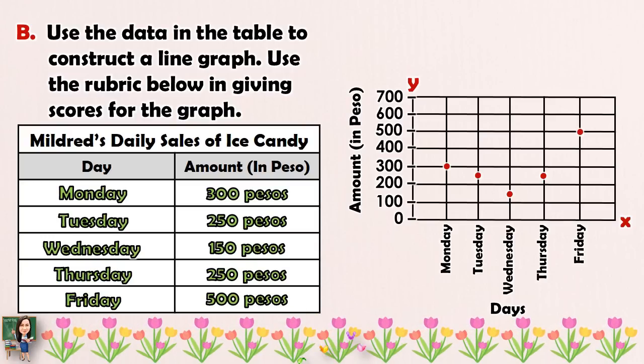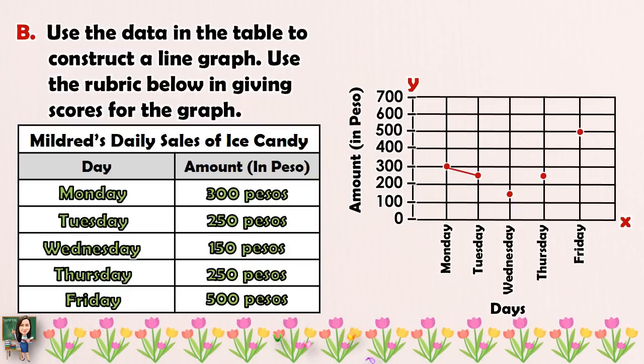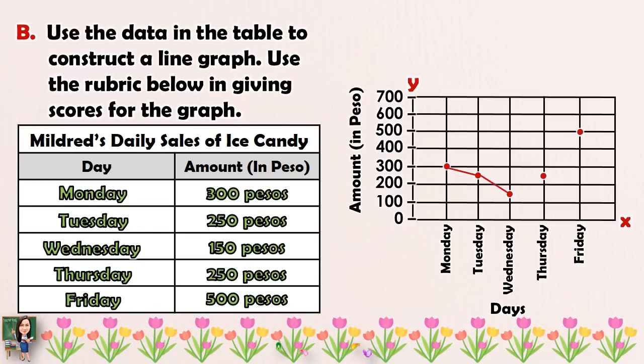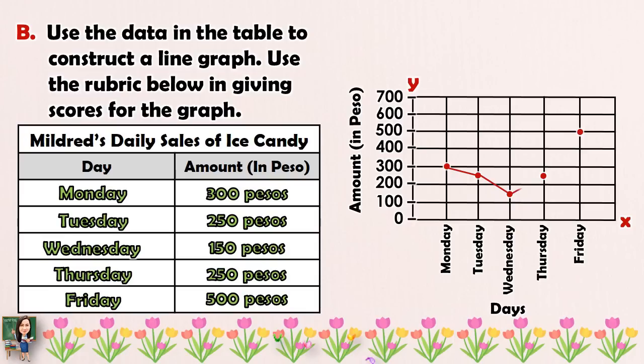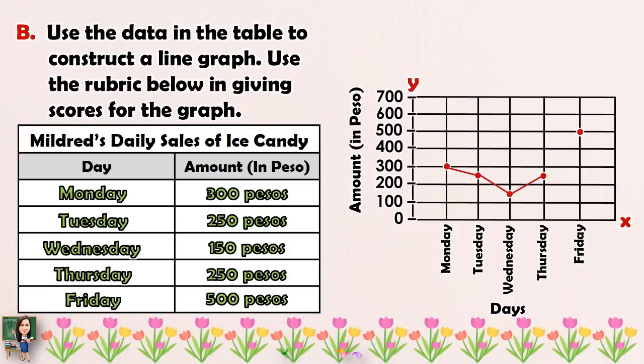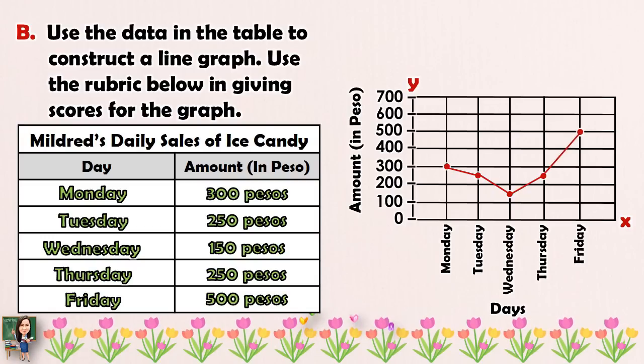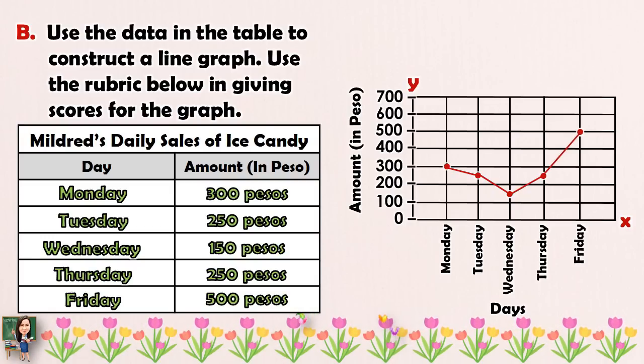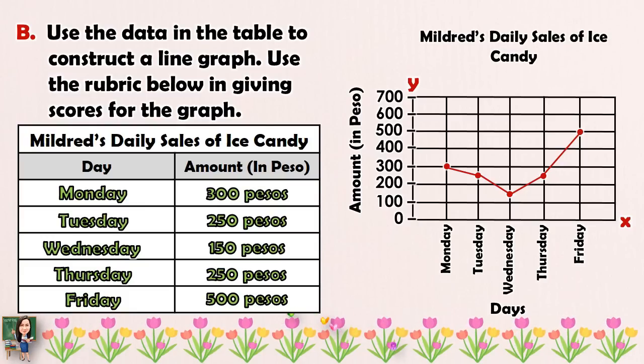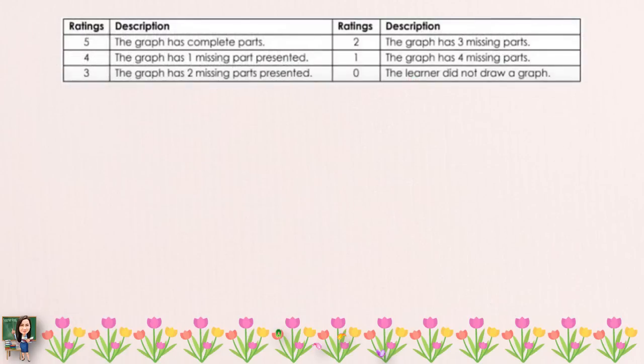Next, draw the line segment. From Monday to Tuesday is 300 to 250. Tuesday to Wednesday is from 250 to 150. Wednesday to Thursday, 150 to 250. And Thursday to Friday is 250 to 500. And then the title of this graph is Mildred's Daily Sales of Ice Candy. So again, use the rubric.